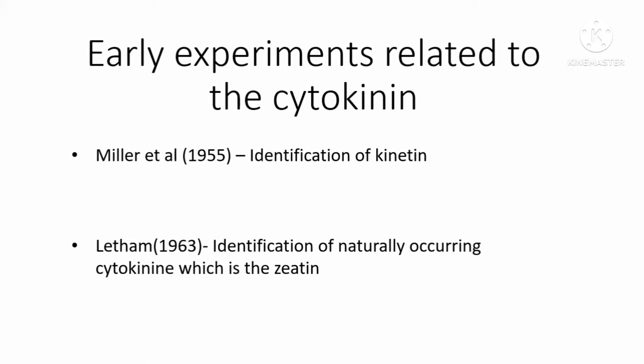So in order to be a naturally occurring cytokinin, I mentioned this one in previous videos as well, it should be widely spread, or distributed throughout the plant kingdom. So therefore, after that, he identified that this zeatin is present in many of the organisms in the plant kingdom. So therefore, this is a naturally occurring cytokinin.